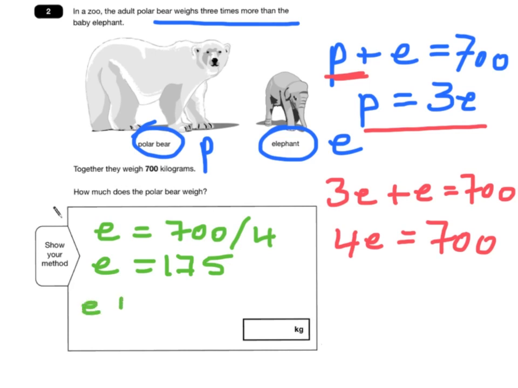So as we know, together they weigh 700, we just take 175 off 700 to get the polar bear's weight, making sure we read the question carefully. So the polar bear will weigh 525 kilograms.